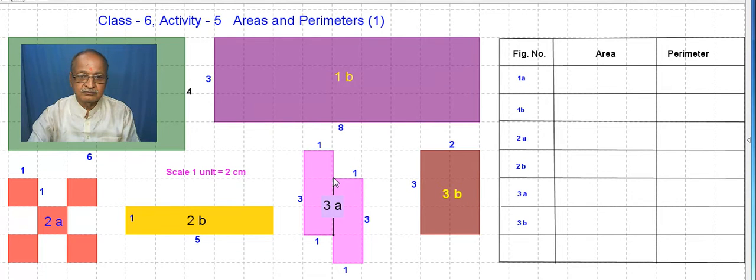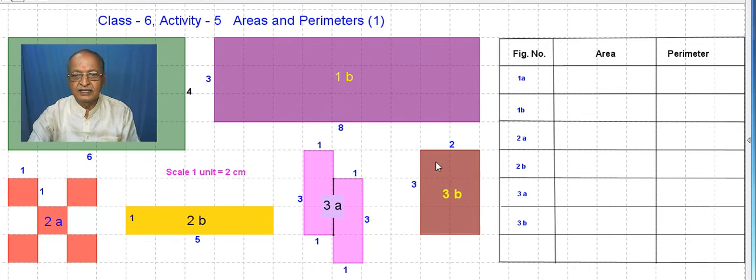You have to add this side plus this side plus this side plus this side, then again this side plus this side plus this. Suppose one person is moving along the boundary from here to here. So 1 plus 1, 2, 2 plus 3, 5, 5 plus 1, 6, 6 plus 1, 7, 7 plus 1, 8, 8 plus 3, 11, 11 plus 1, 12. So perimeter will be 12 units.